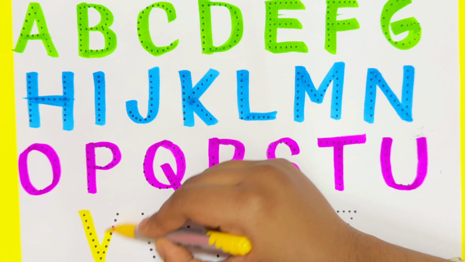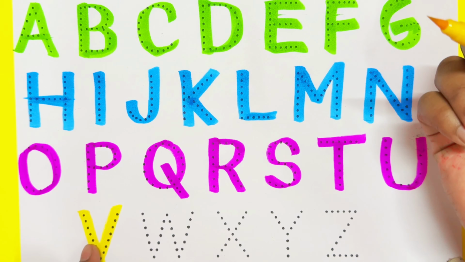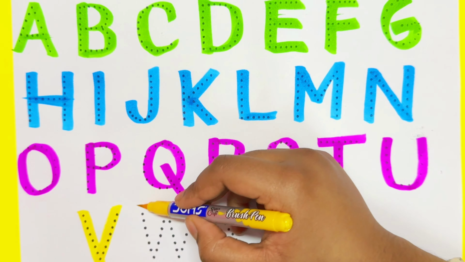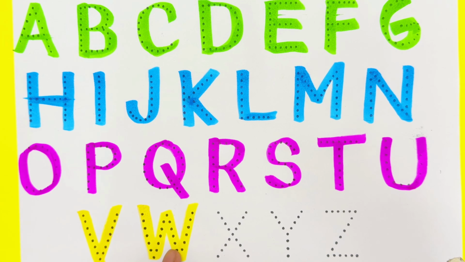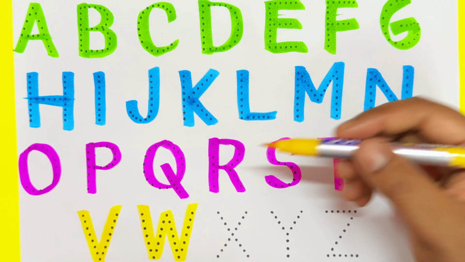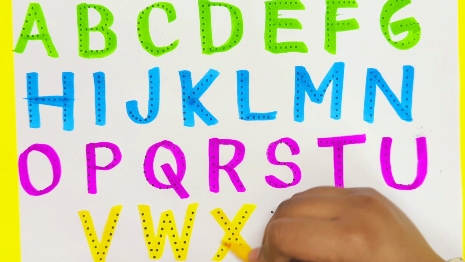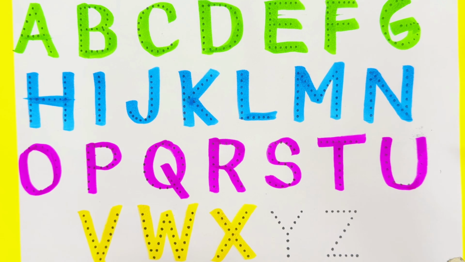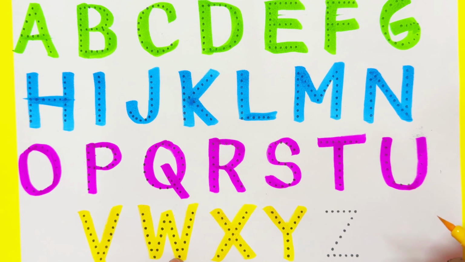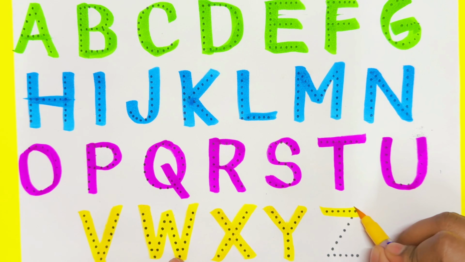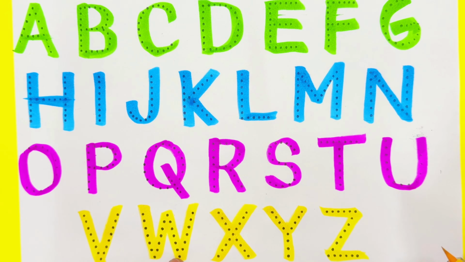V for violin. V for vulture. W for wind. W for wax. X for xylophone. X for Xmas. Y for yogurt. Y for yam. Z for zero. Z for zinc.